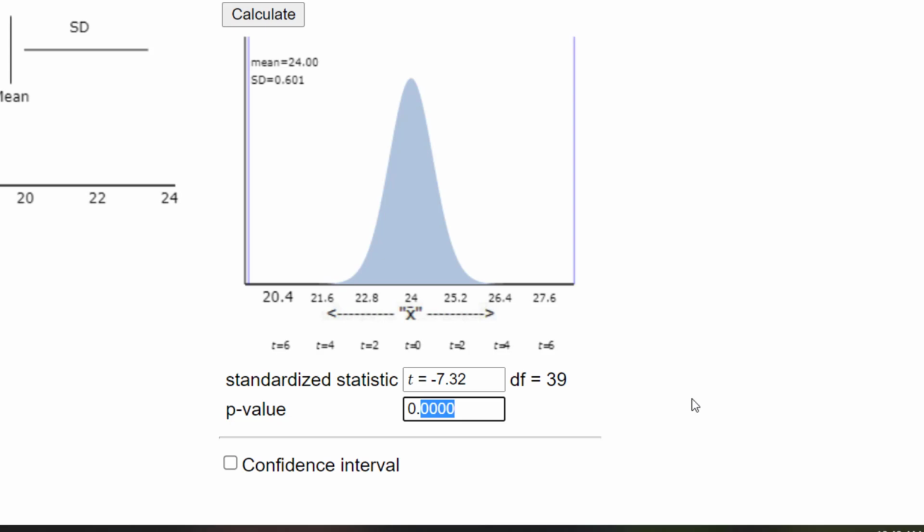So again, we would conclude that we have statistically significant evidence in support of the alternative hypothesis. We support the idea that the number of chocolate chips on average is not 24 chips per cookie.